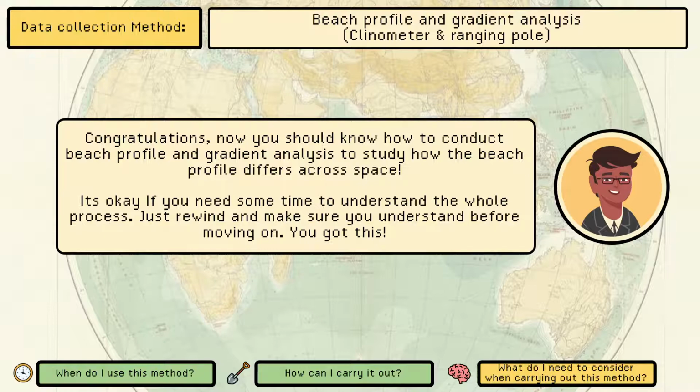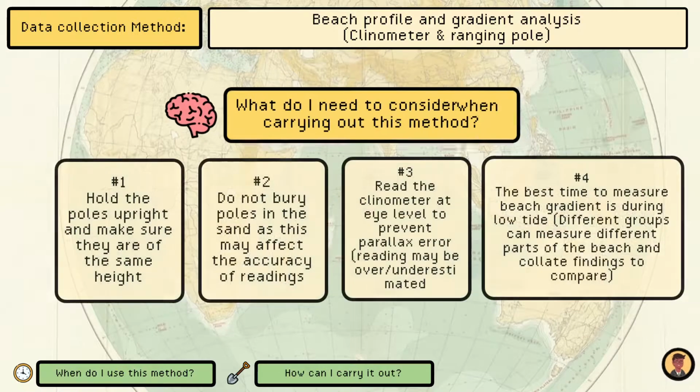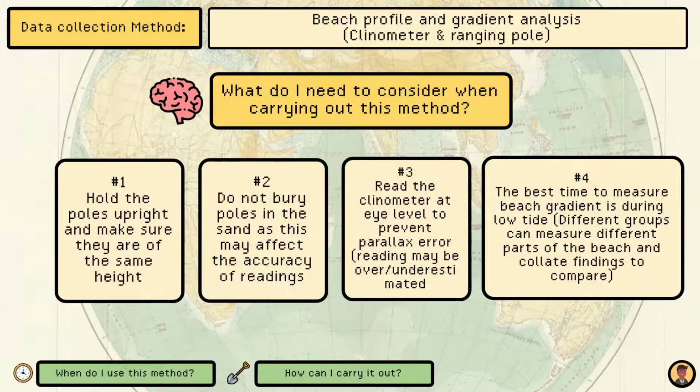Alright, so now lastly for this method, what do I need to consider when carrying out this method? There are four things for you to consider and to remember when you're doing this method. Firstly, you need to hold the ranging poles upright and make sure they're of the same height. Because when they are not upright, you will get an inaccurate angle, and then this will affect the whole beach profile, and then you have to redo.